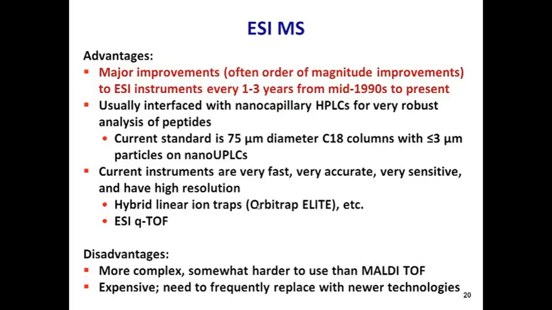Current instruments are very fast, very sensitive, and very accurate, and have very high resolution. So they have all 4 of those key factors that we talked about earlier. Some of the state-of-the-art instruments include hybrid linear ion traps, such as the Orbitrap Elite and other members of the Orbitrap family, as well as ESI QTOF type instruments.